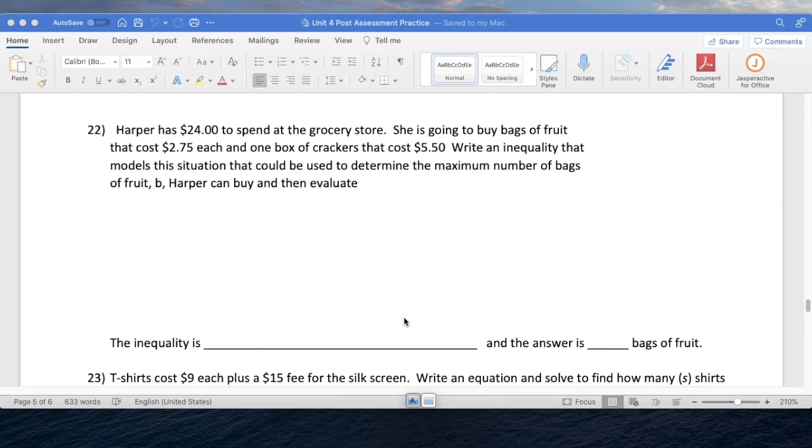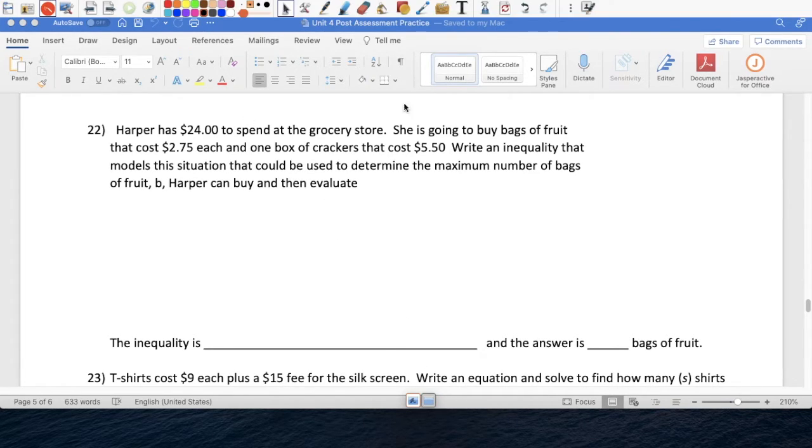Harper has $24 to spend. He's going to buy bags of fruits that cost $2.75 each and 1 box of crackers that cost $5.50. So let's write an inequality that models the situation that could be used to determine the maximum number of bags. So how many bags of fruits can he buy?